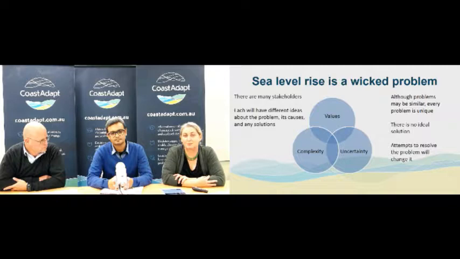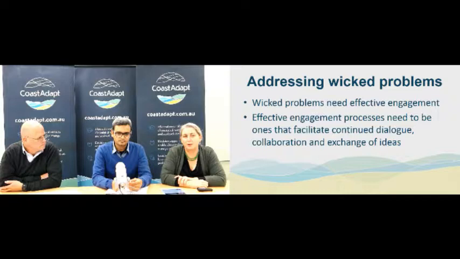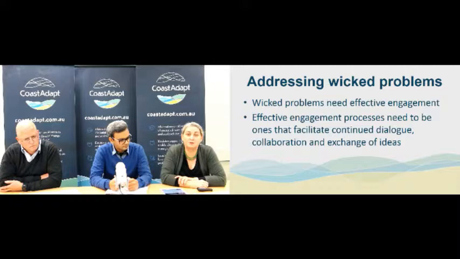So all this adds up to quite a difficult problem to actually deal with. But one thing we do know about wicked problems is that they need effective engagement. So in the past, a lot of ways that we dealt with problems and how to communicate them was, at the beginning, we'd identify the stakeholders that needed to be involved, look at how they like to be involved, key messages, and kind of develop a communication plan that would go for the life of the project.